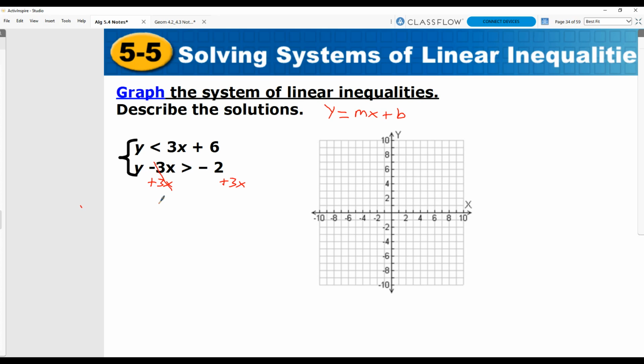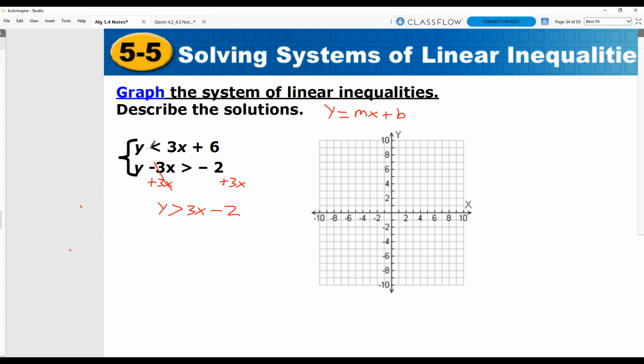And then now I'm left with y, keep your same symbol, and I want x to go first, so I'm going to put positive 3x first, and then my minus 2 after it. All right, so now we got the bottom one in slope-intercept form. The top one was already in slope-intercept form, so let's go ahead and get both of these graphed.